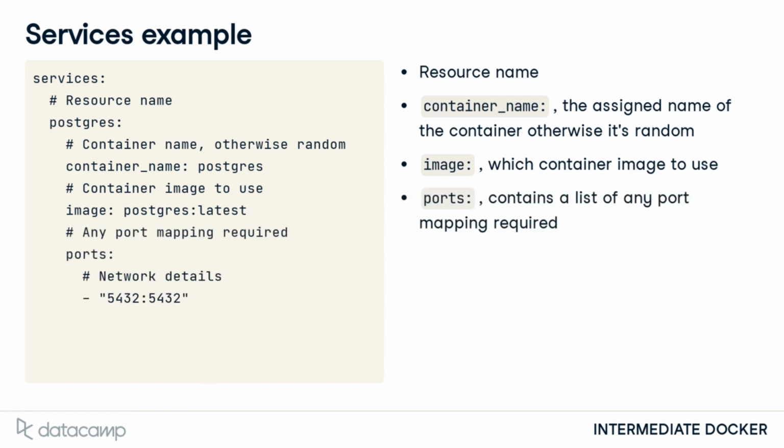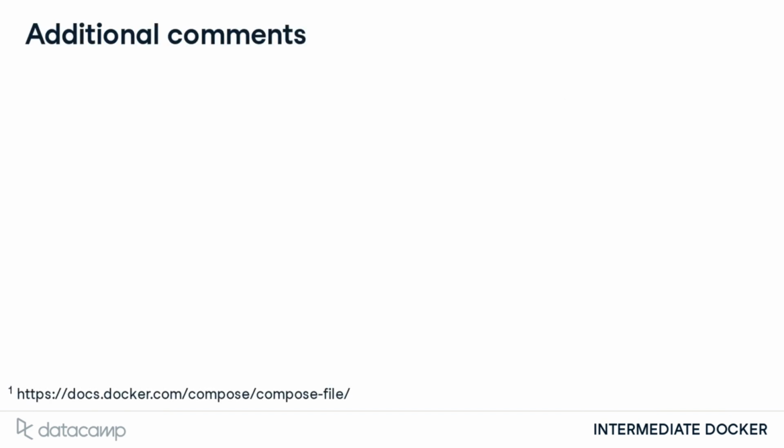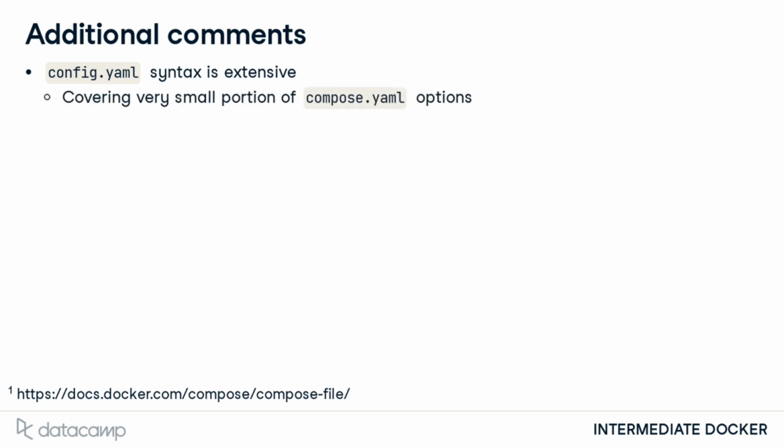In our example, we then show the port subsection, which provides a list of all mapped IP ports. In this case, we map port 5432 to 5432 in the container. The flow then repeats as needed for the remaining resources. Before we move to some practice exercises, let's review a few things. The first is that the config.yaml syntax is extensive. We've only reviewed a very small subset of the options available in a config.yaml file. Review the documentation for further details.